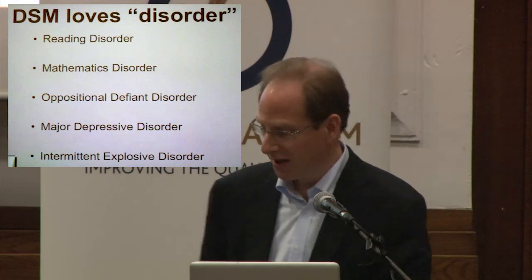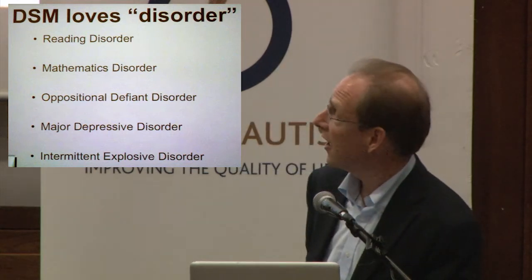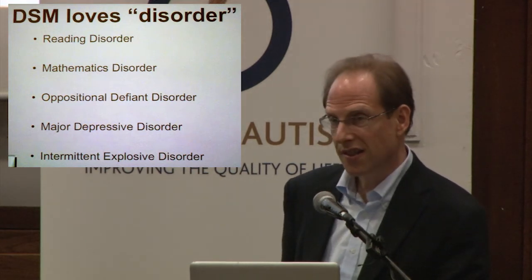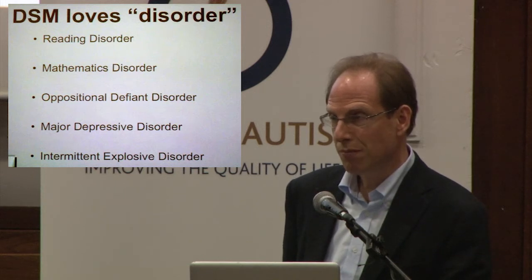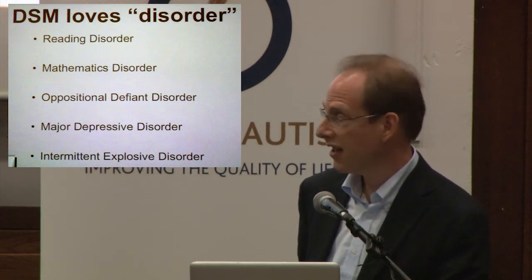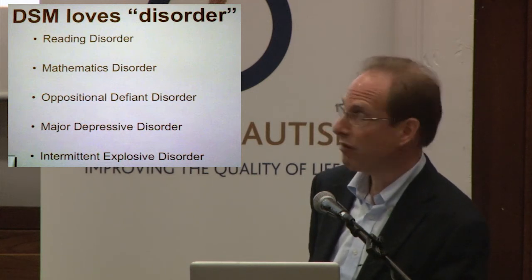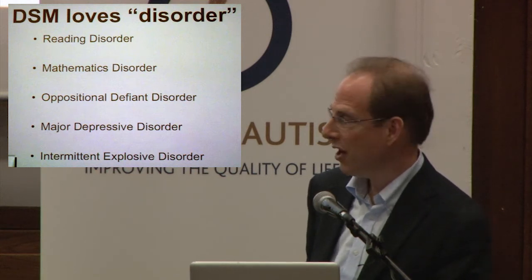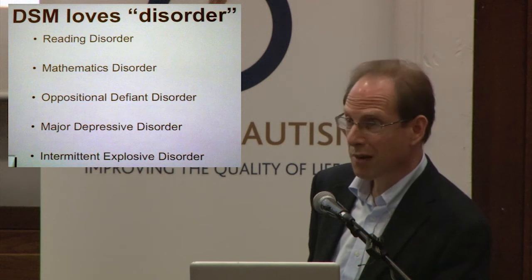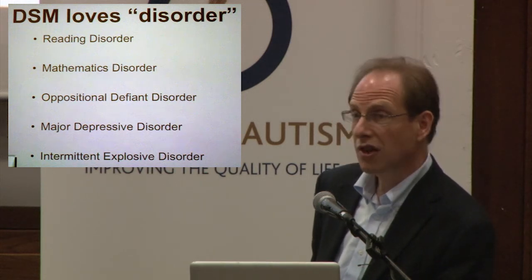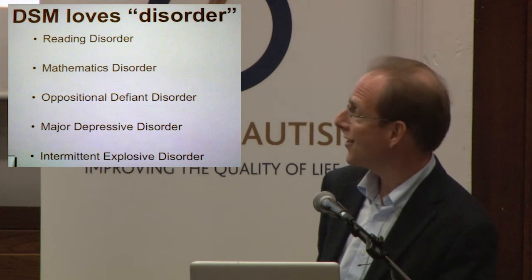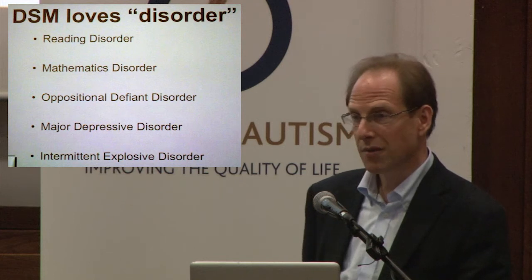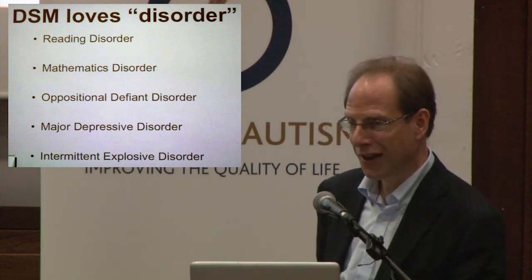These are just some examples. If you have difficulties with reading, in the States, you're said to have reading disorder. We might say dyslexia, or we might just say this child has difficulties with reading. But in the States, you'd be said to have a reading disorder. If you find maths difficult, you're told by DSM that you have a mathematics disorder. If you're a stubborn kind of person, you get diagnosed as having oppositional defiant disorder. If you're feeling depressed, which is very common, instead of just calling it depression, they call it major depressive disorder. I think you're getting the message.